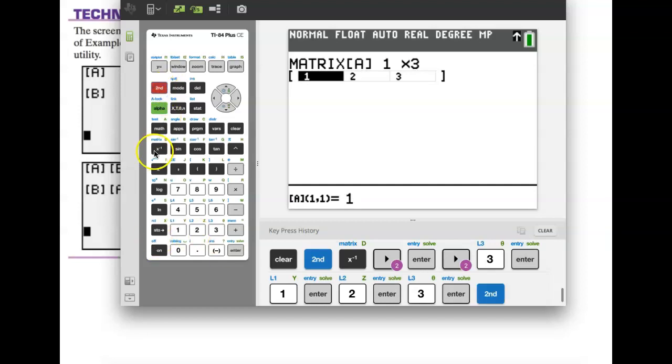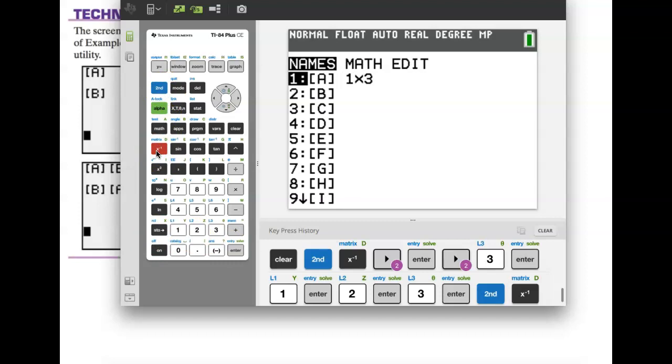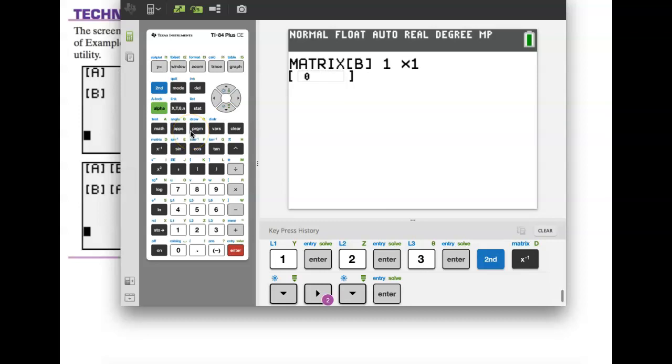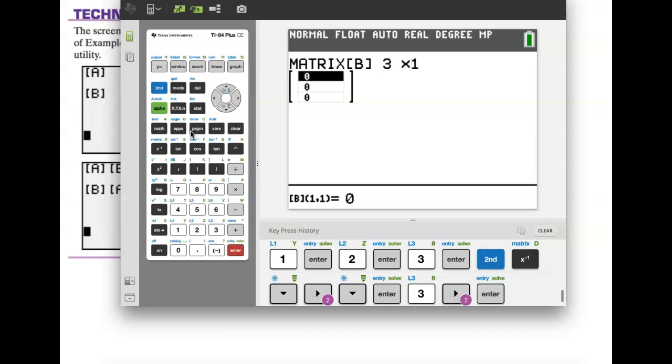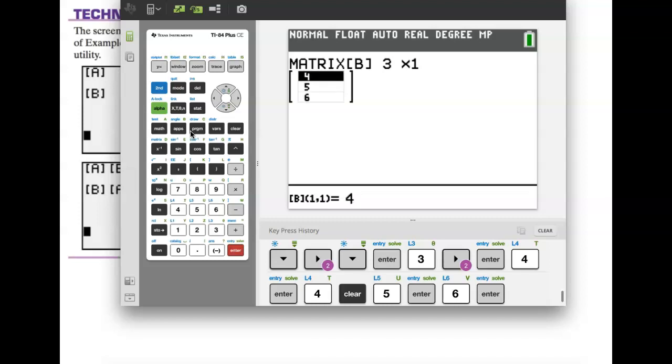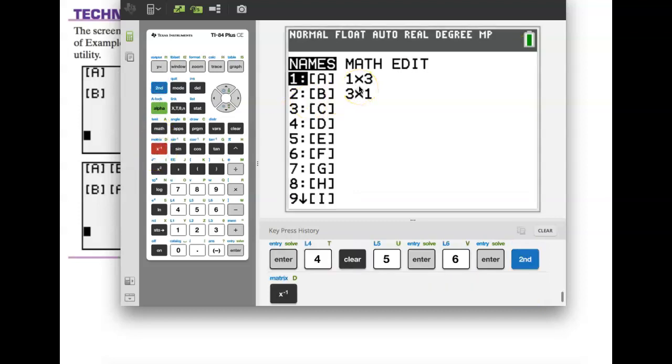Now you want to go back to your matrix again, so second x sub -1, go down to number 2, and you want to edit that again. So matrix B is 3 rows and 1 column. And then you want to enter in what those elements are, 4, 5, and 6. All right, now I'll go to second matrix, and you can check to make sure you have them in there. Now we're going to go ahead and multiply those matrices together.